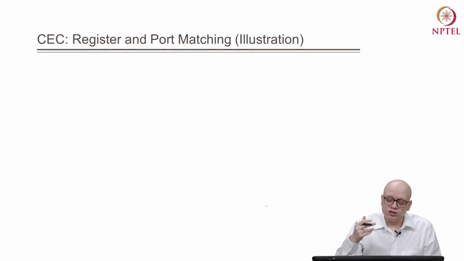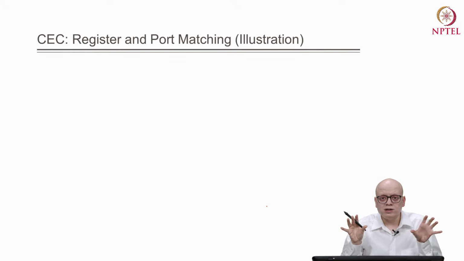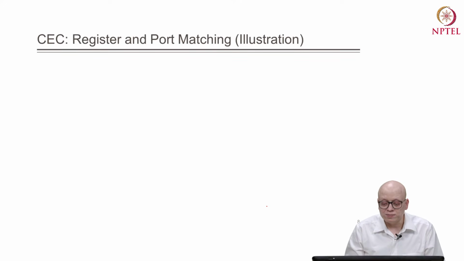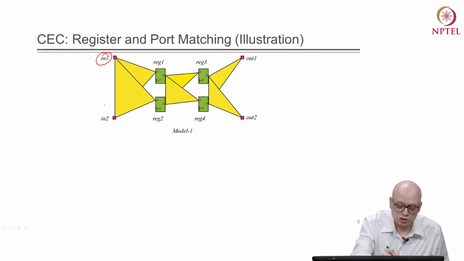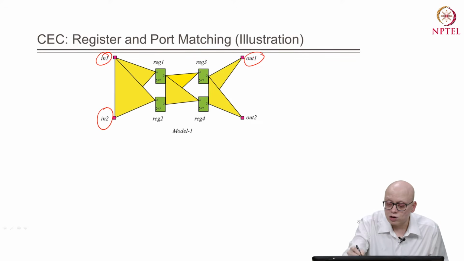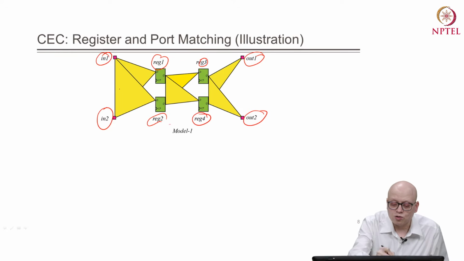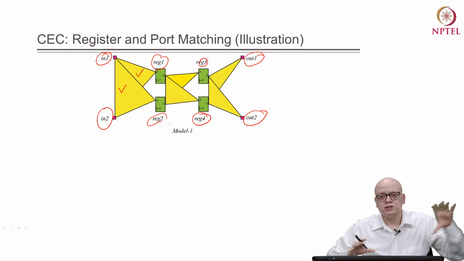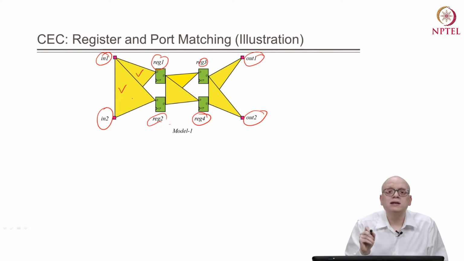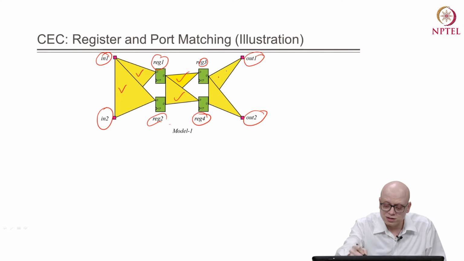Now, let us look into each of the steps that we just mentioned in more detail. Given two models, the first thing done by the tool is register and port matching. What does it mean? Suppose the first model has, say, two input ports, two output ports, and these are the registers. Between these registers we have combinational circuit elements, meaning it can be a huge combinational block, not a simple one logic gate; it can be a huge logic cone, but these are only combinational circuit elements. Similarly, these are combinational circuit elements.